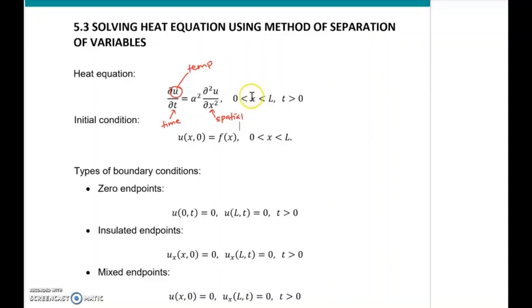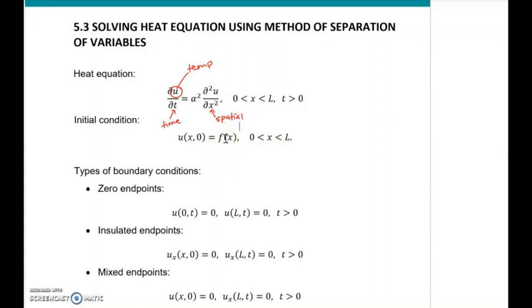Given x in the range of 0 to L, and t of course positive because of the time, this equation has the initial condition. It means that at time t equal to 0, the temperature value depends on some function f(x). So in the exam, you will be given the function f(x) here.